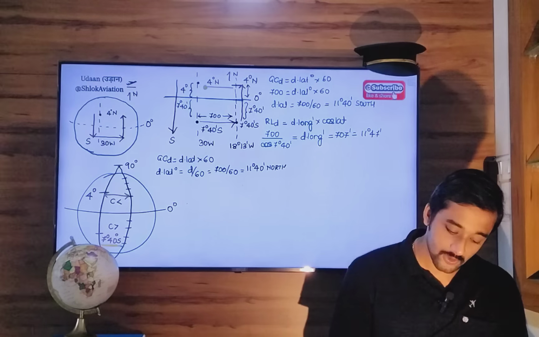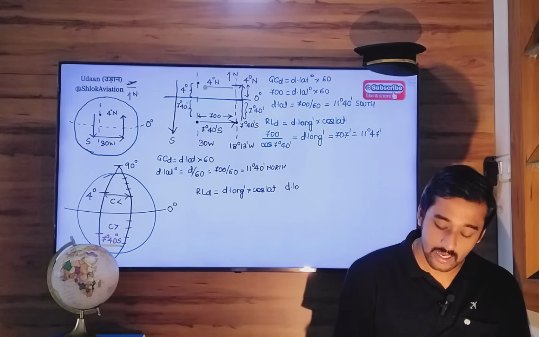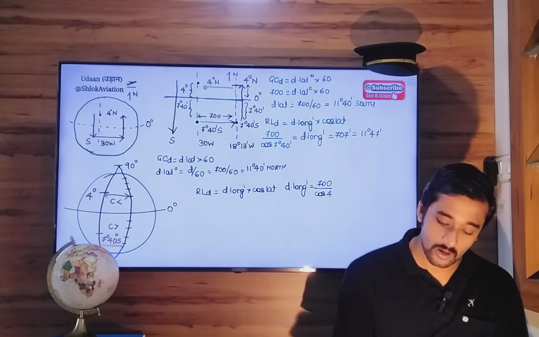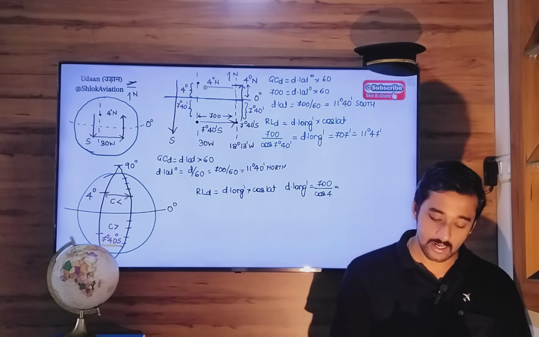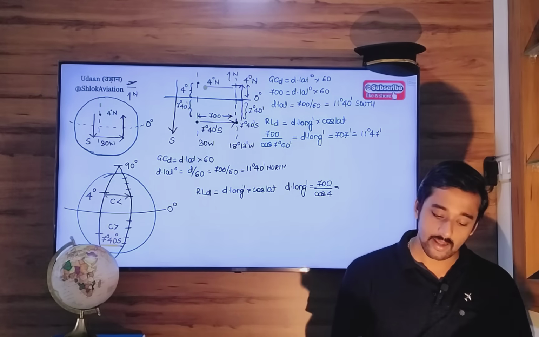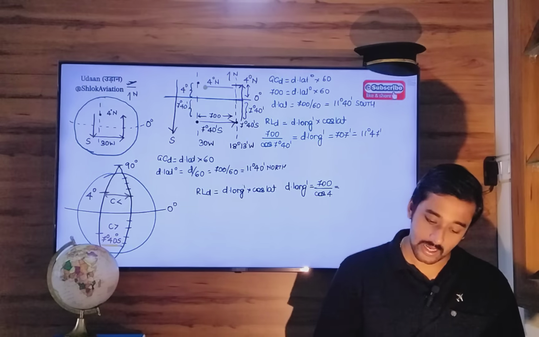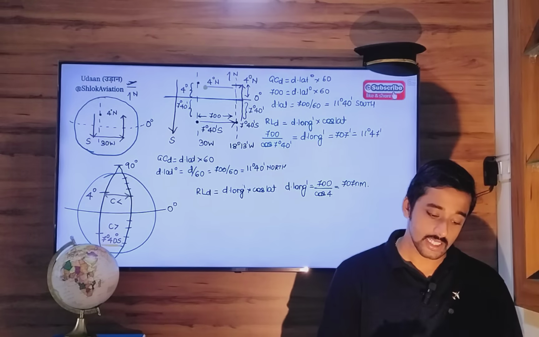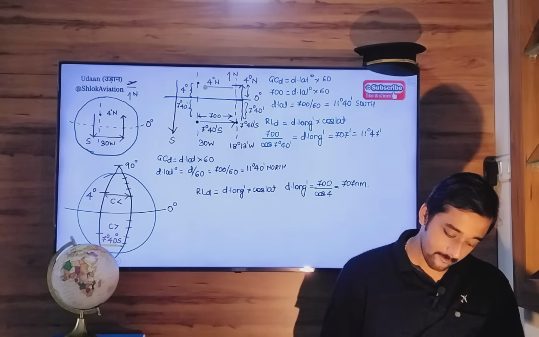Let's use the Rhumb line distance formula. Rhumb line distance is d long in minutes into cos lat. So d long in minutes will be equal to 700 nautical miles divided by cos latitude 4 degree. So cos 4 is 0.99, and 700 divided by 0.99 is 707. Correction, 707 minutes divided by 60 is 11 degree 47 minutes.